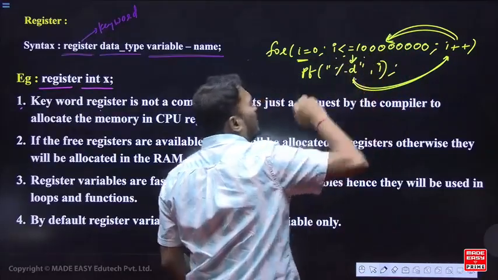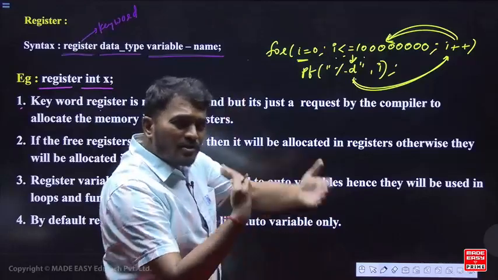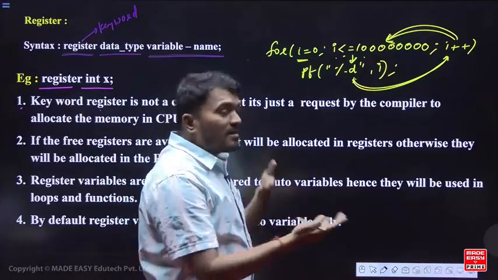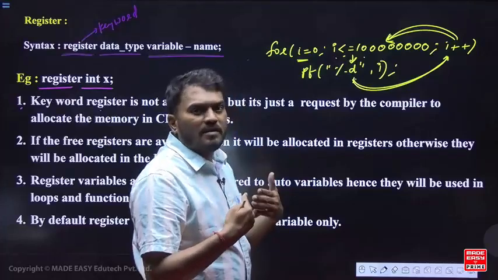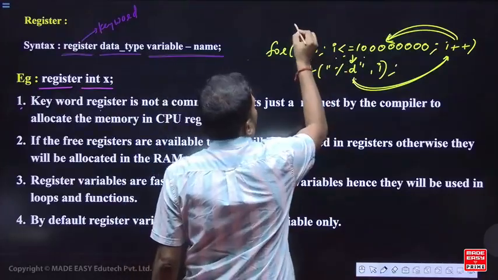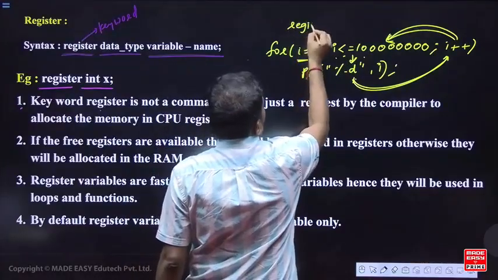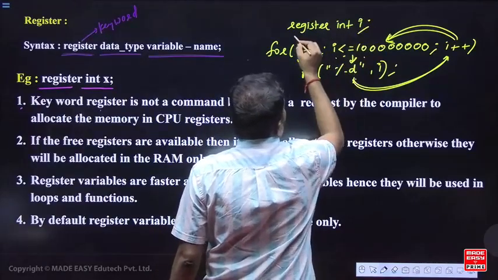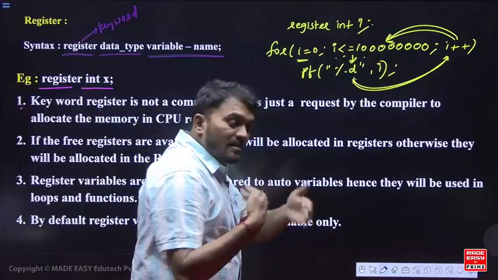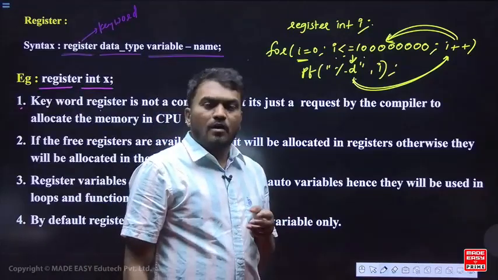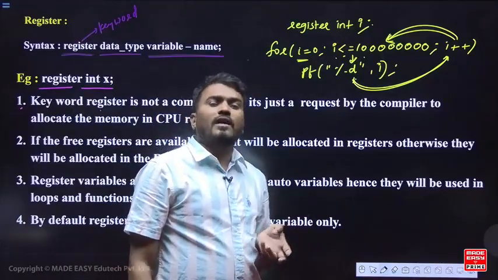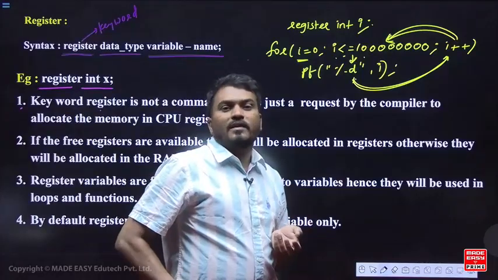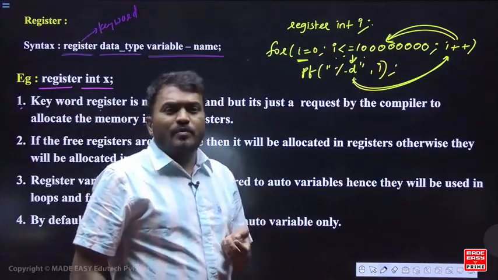So your variable i is fetched multiple times from the register. In that case you have to declare this as register. You declare like this: register integer i. Then what happens? Accessing of that will be faster. Program execution time will be sped up. Is that clear? Now remember, listen to me.